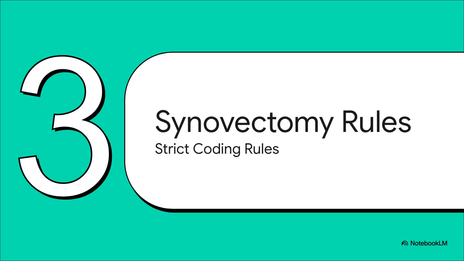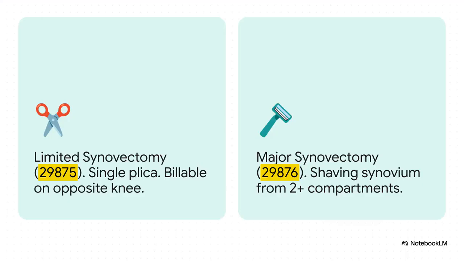All right, part 3, the strict synovectomy rules. We are officially entering the most dangerous part of the minefield. There is a massive difference between two procedures that sound super similar but are coded totally differently. On one hand, you have code 29875, the limited synovectomy. That's taking out a single synovial fold or plica with a motorized shaver.